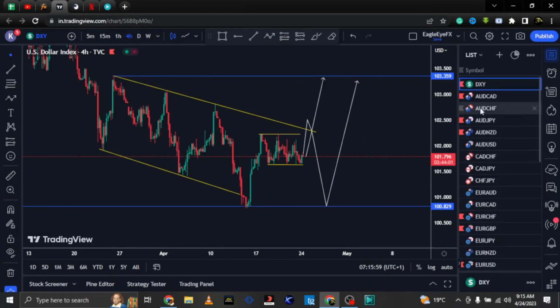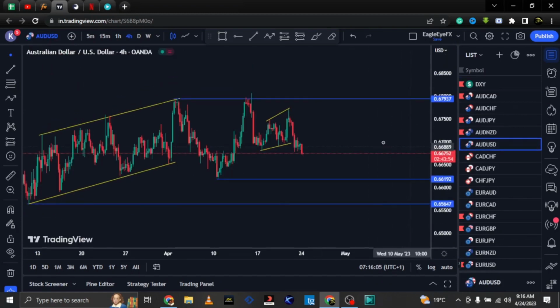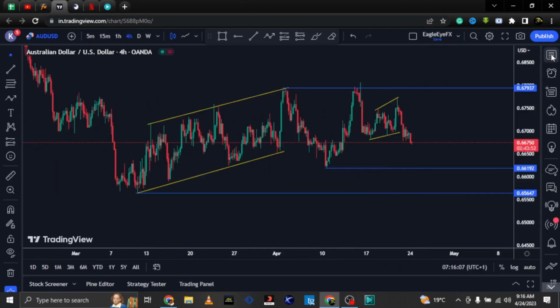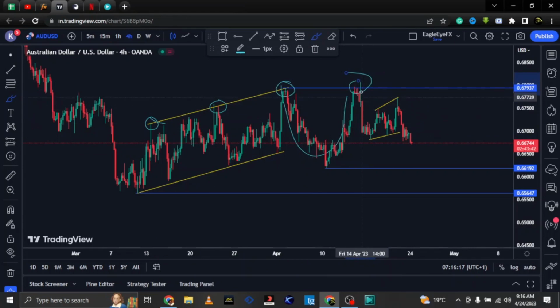AUDUSD. AUDUSD is here. So we see what these pairs are giving us. You can see AUDUSD, we had a very clean structure here that gave us 3 touches. Then we had this scoop over there, then we had a double top over there, then we had an impulse move, then we had this correction of which we've broken out and had another correction over here.